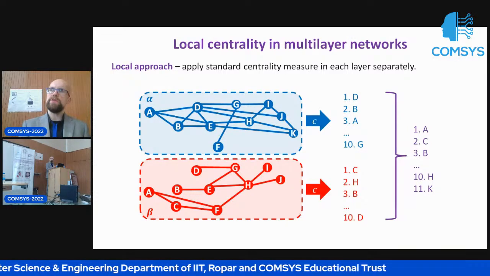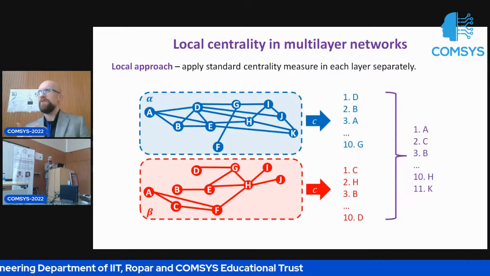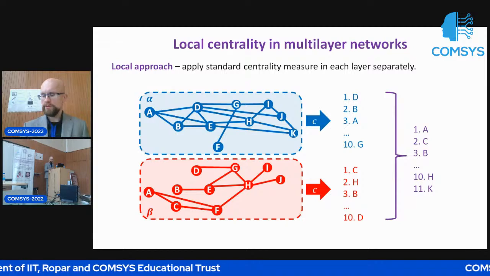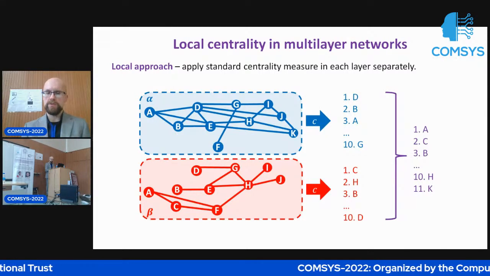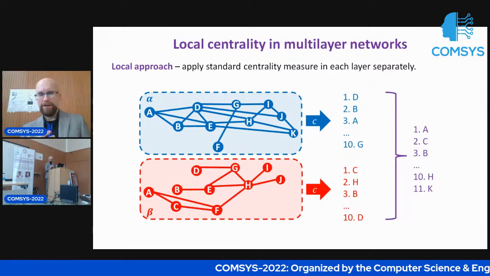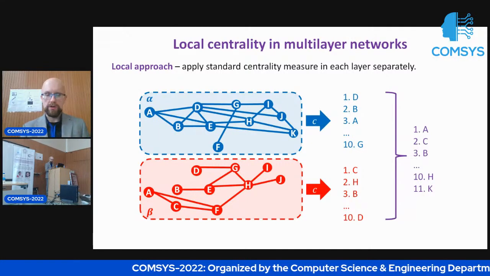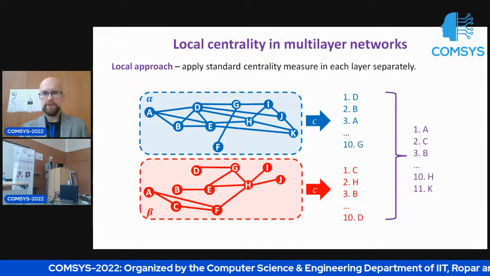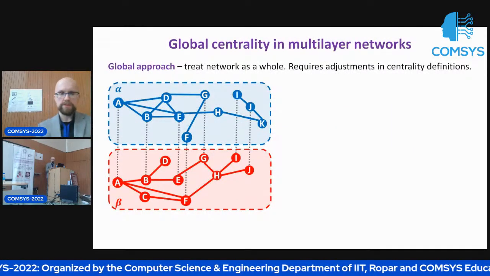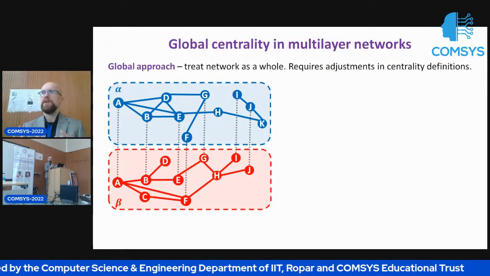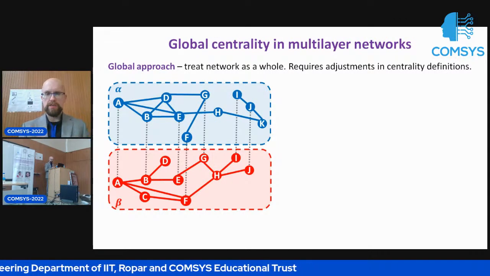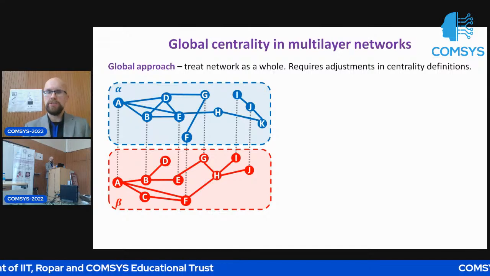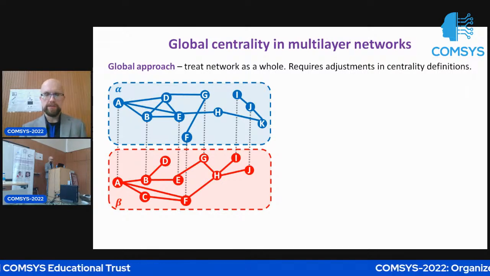This method is very simple because we don't really have to come up with any sophisticated new tools. We just use existing tools: cut the network, apply the tools, and then aggregate the results. However, it's maybe not very satisfying to just use local centrality measures in multi-layer networks. So let's take a look at global centrality measures, which treat the entire multi-layer network as a whole. However, now we need to slightly adjust the definitions of the centralities.